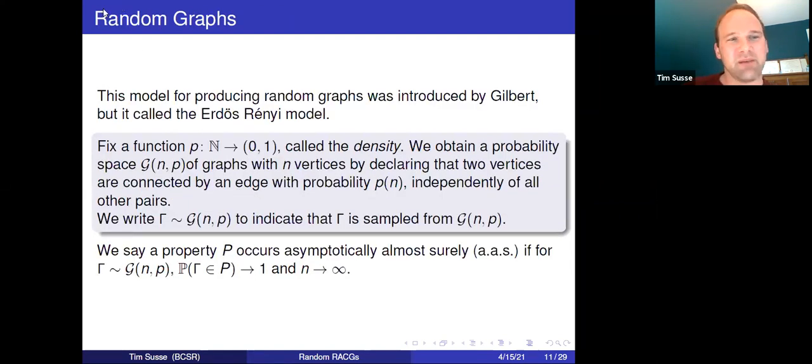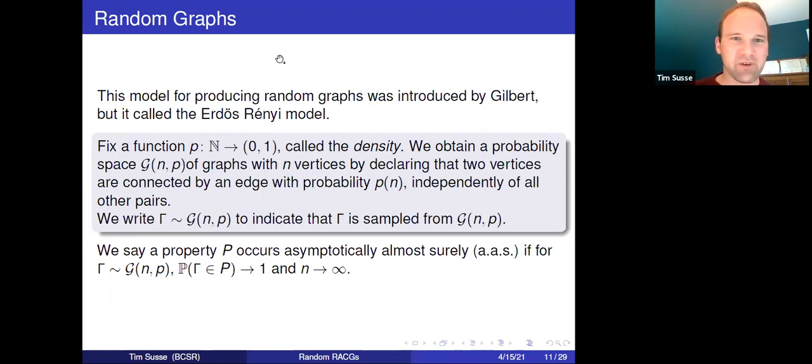So to understand what we mean by how common, we need a model to produce graphs and talk about generic properties. And the model we use was introduced by Gilbert, and it's called the Erdős-Rényi model of random graphs. So it works as follows. We'll fix a function P that goes from the natural numbers to the interval from 0 to 1. It's called the density. And so we obtain a probability space, G(n,p), of graphs with n vertices by declaring that two vertices are connected by an edge with probability p(n), independently of all other pairs.